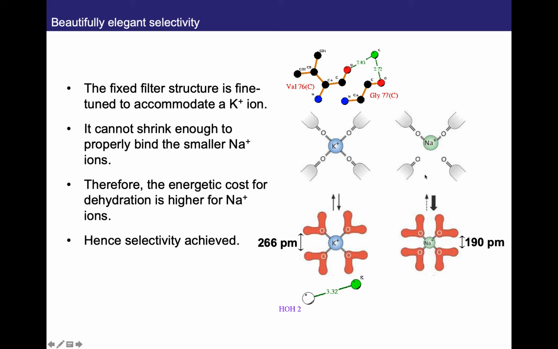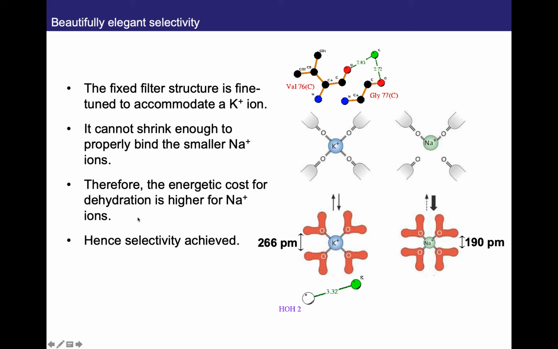So, very interesting. The fixed filter structure is finely tuned to accommodate potassium, and it can't shrink enough to properly bind the smaller sodium ions. It can't rip that water off either. So the energetic cost for dehydration is higher for sodium. Again, it's all about that ease of dehydration. Okay? So that's how selectivity is achieved. When I think about this, it's really something else. To me, this is very elegant, that it is able to be highly selective for potassium and not sodium.